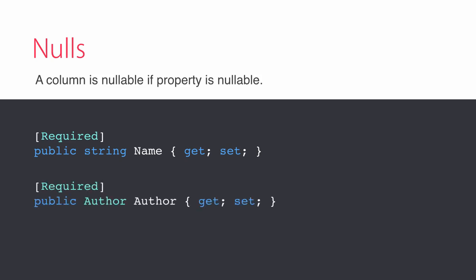Here is another example. Each course has an author. So the Author property is of type Author and it's nullable. But in the real world, every course must have an author. So again, we need to use the Required attribute here.